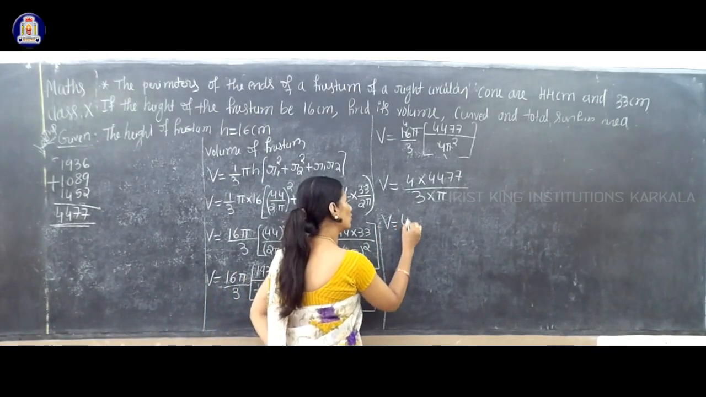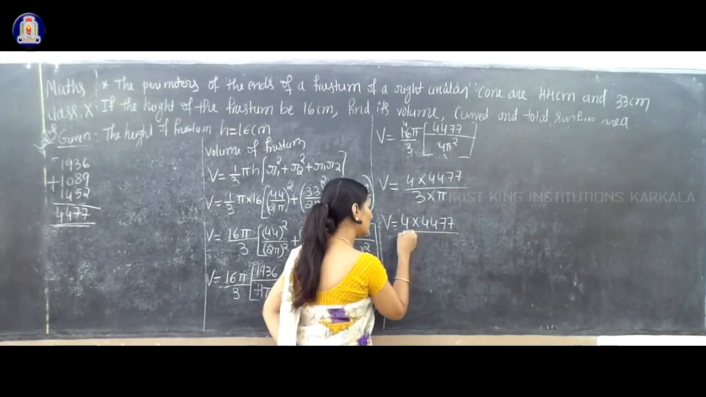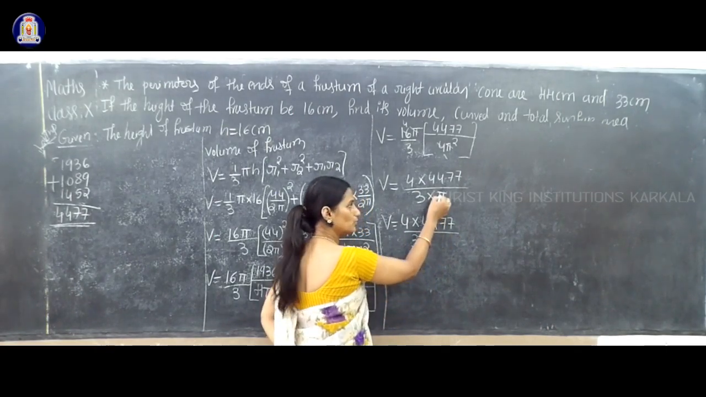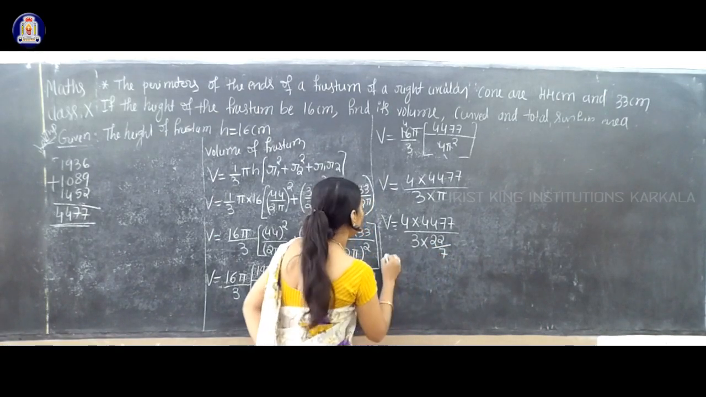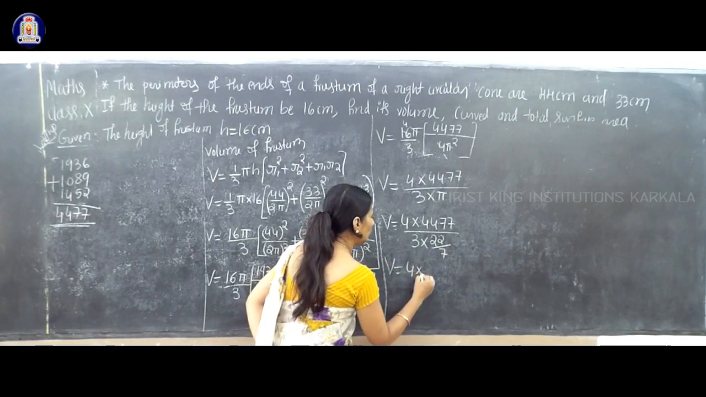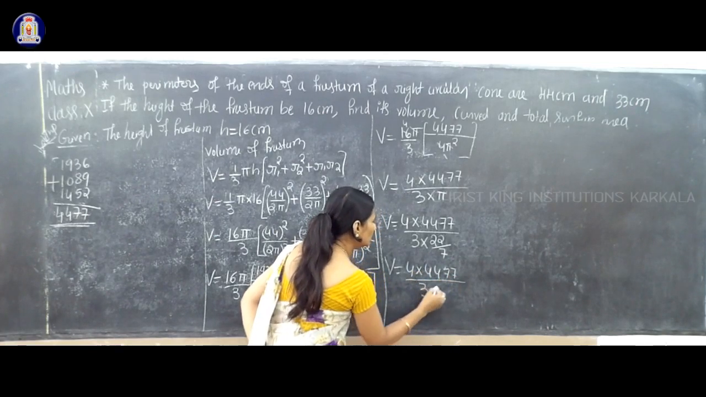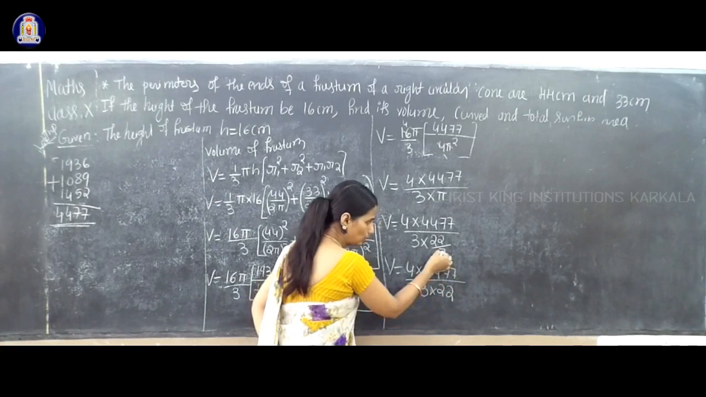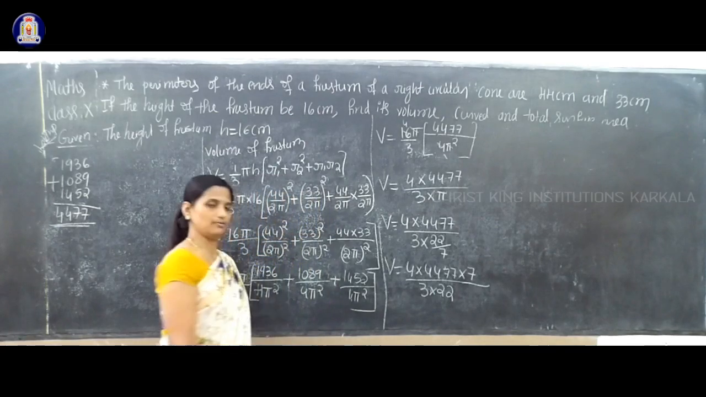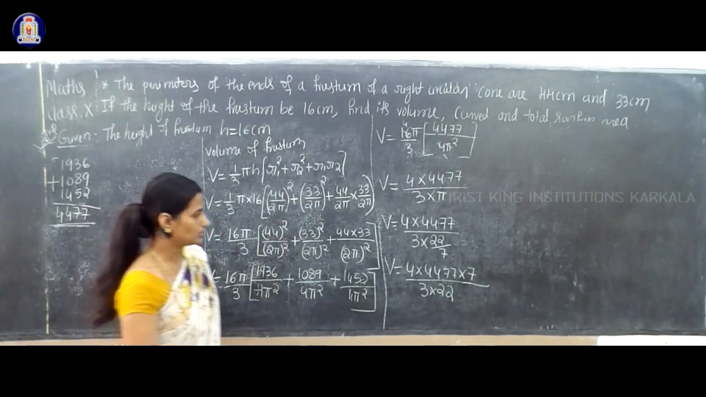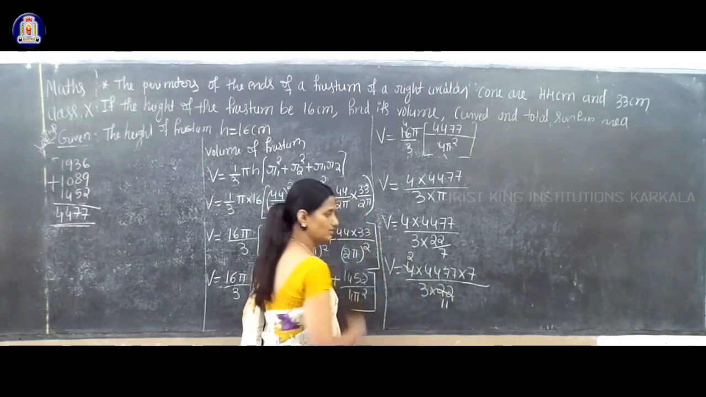V is equal to 4 into 4477 divided by 3 into, what is the value of pi? It is 22 by 7. So V is equal to 4 into 4477 divided by 3 into 22 divided by 7, multiplied by 7. Okay. Now here 2 twos are 4. 2 how much here? 11.